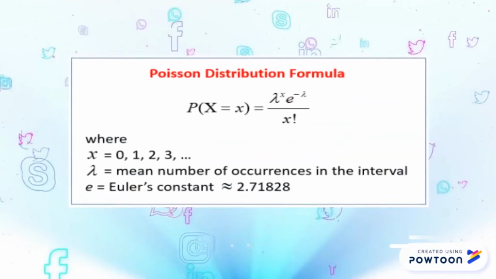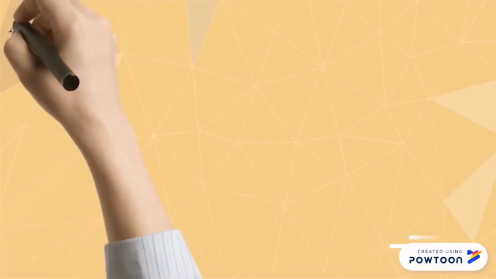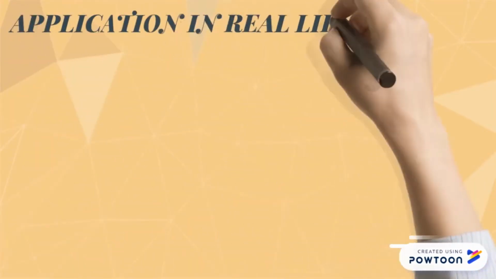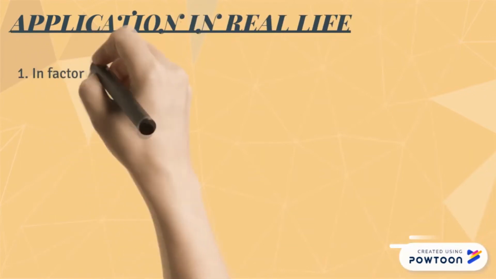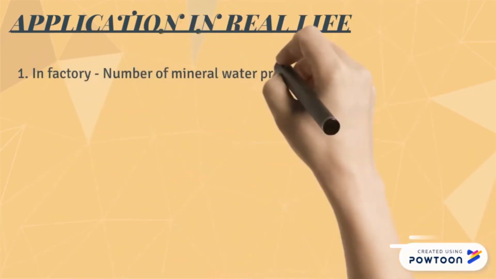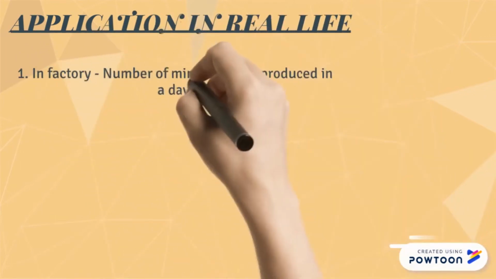So, this is the Poisson distribution formula: lambda to the power of x times e to the power of negative lambda, over x factorial. So let us see the application of Poisson distribution in real life. Firstly, in a factory, the number of mineral water bottles produced in a day.